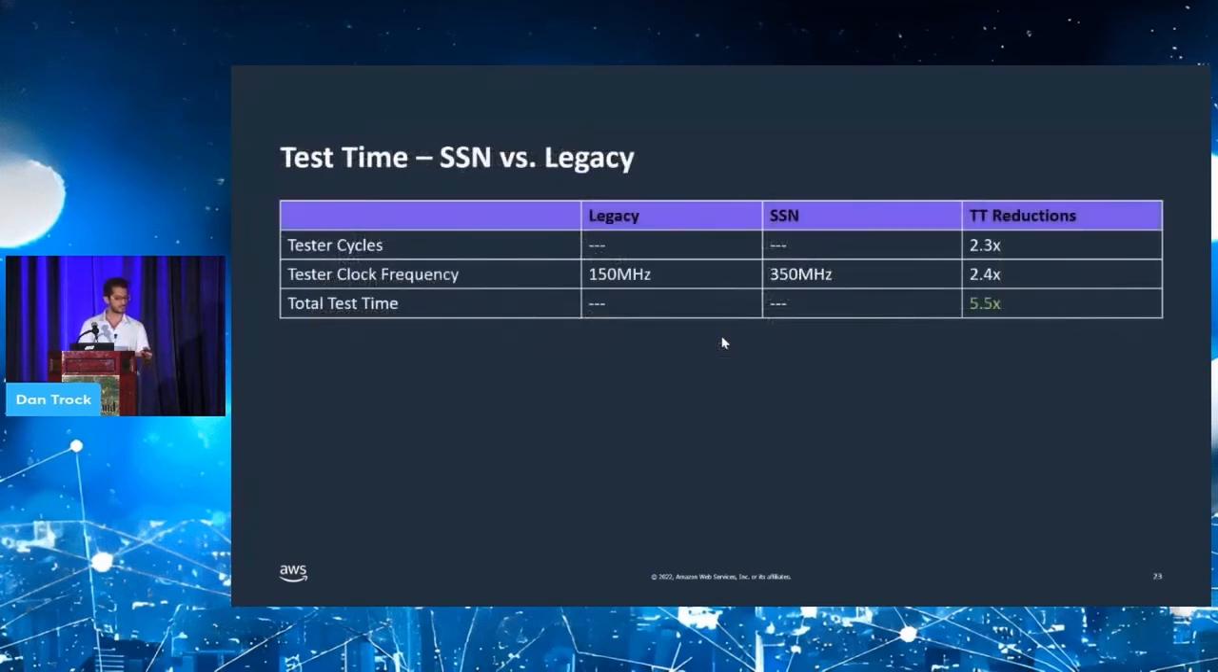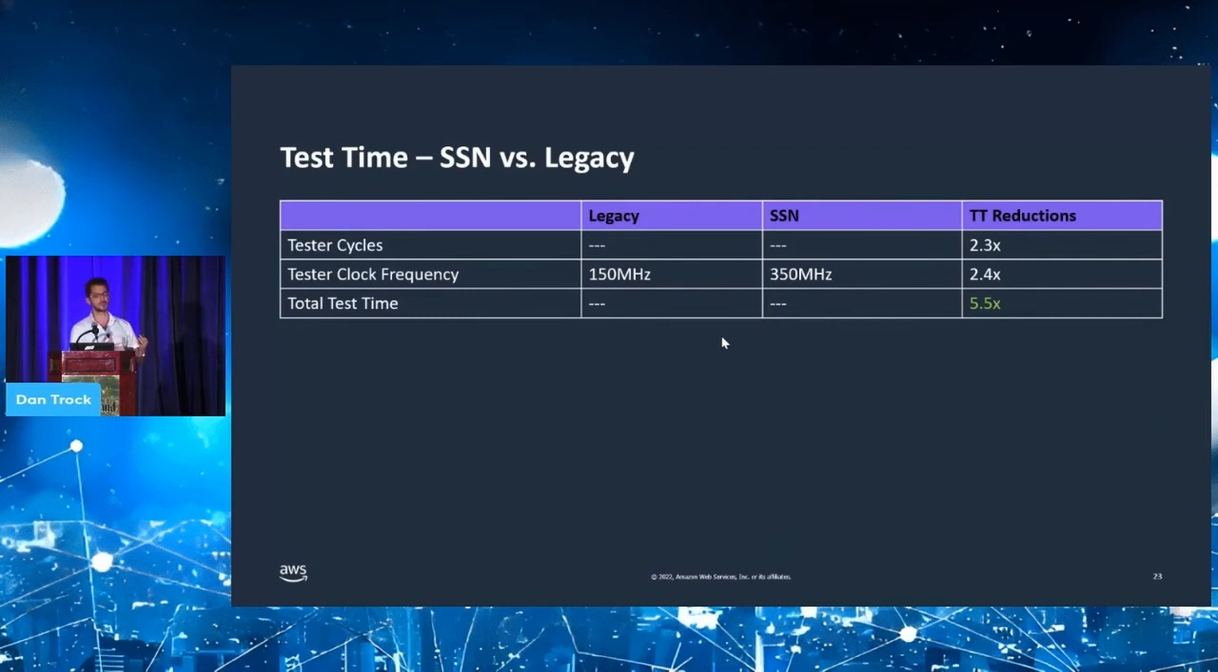Let's talk a little bit about test time. For reasons of confidentiality, of course, I cannot show you the actual test time of these parts, but I can show you the reductions resulting from moving from the legacy to SSN. In terms of test cycles, we have a reduction of 2.3x, and this is a result of packet throttling and on-chip compare, as I explained earlier. For the clock frequency, we also run faster with SSN, so it's another reduction in test time by 2.4x. That adds up to a total test time reduction of 5.5x, which is very nice.